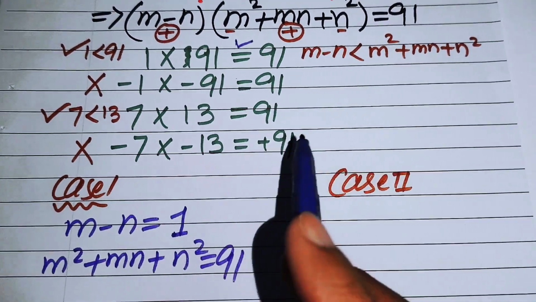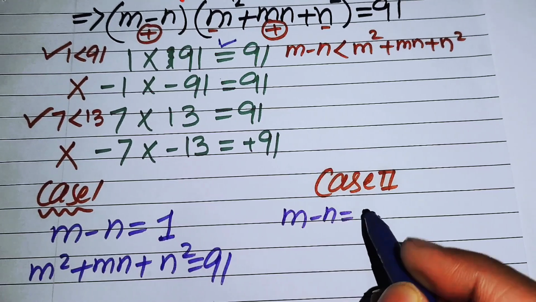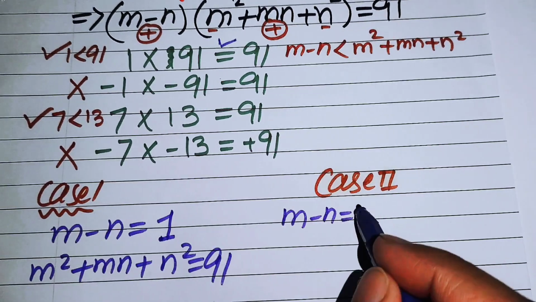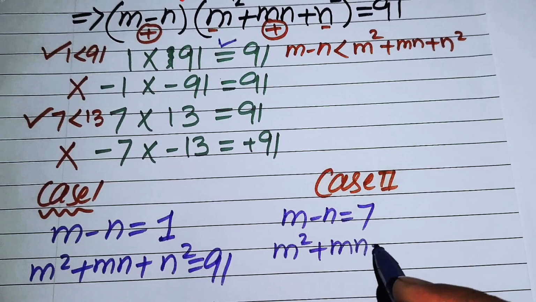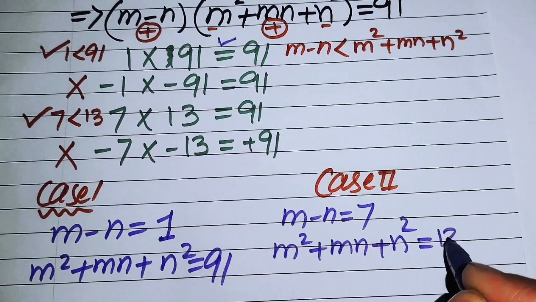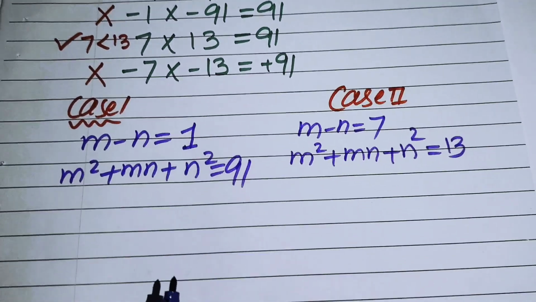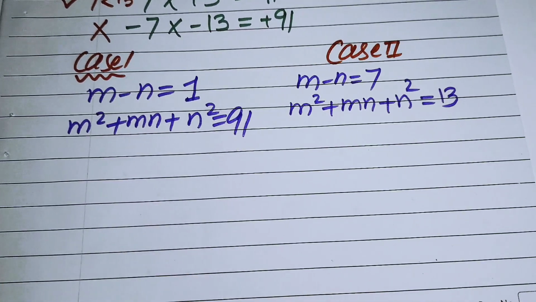Now in the second case we will assume that m minus n equals 7, and m squared plus m times n plus n squared equals 13. So now we have two cases, and we will solve these two cases and find the values of m and n. First I can discuss case number 1.